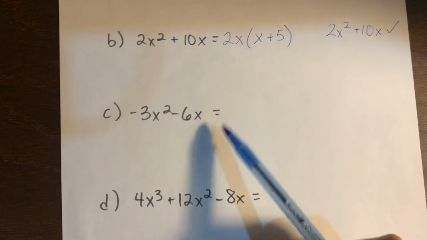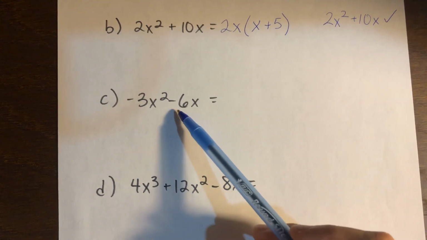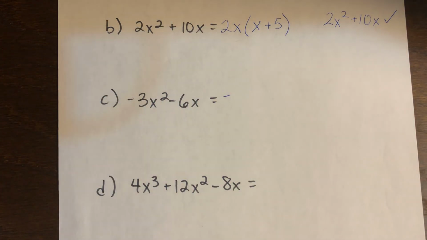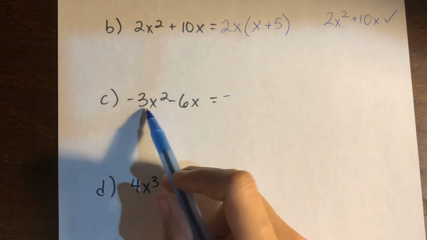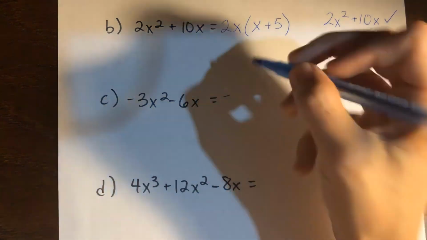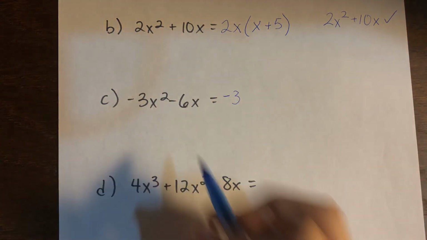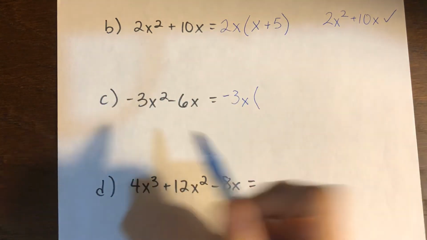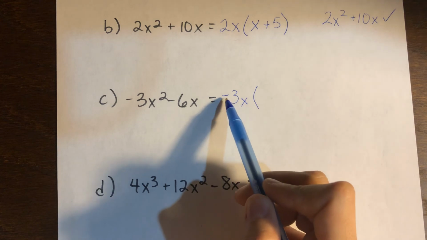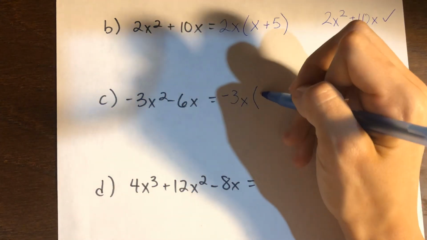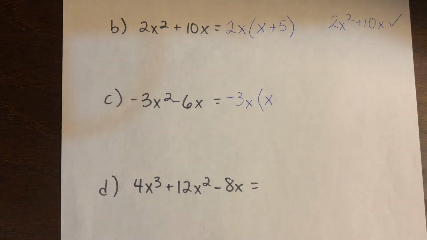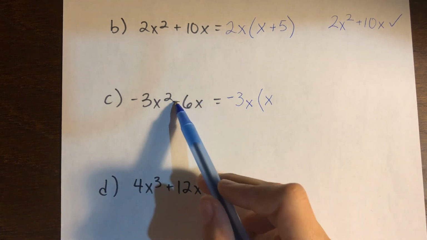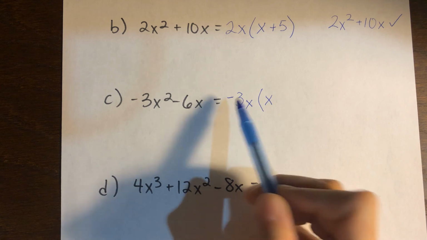So these last two, we have negative 3x squared and negative 6x. We know that they both have a negative in common. 3 is a factor of both 3 and 6, so we pull a negative 3 out, and they both have an x. So this is their greatest common factor. I put my parenthesis. Negative 3x squared, and if I take a negative 3x out, leaves me with a positive x. And then negative 6x, if I pull negative 3x out, negative 6 divided by negative 3 gives me a positive 2.